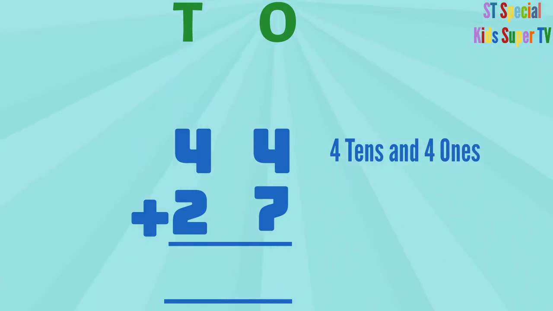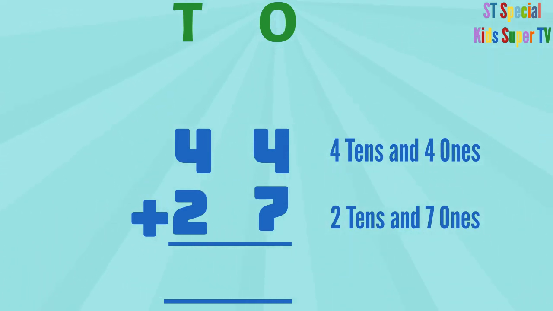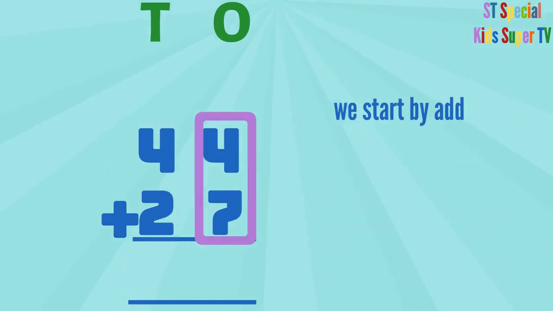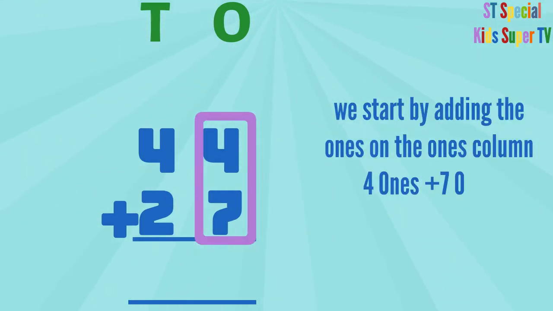44 has 4 tens and 4 ones, while 27 has 2 tens and 7 ones. We start by adding the ones in the ones column. 4 ones plus 7 ones.